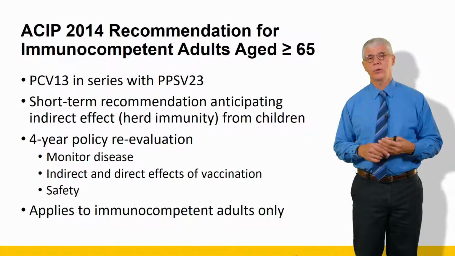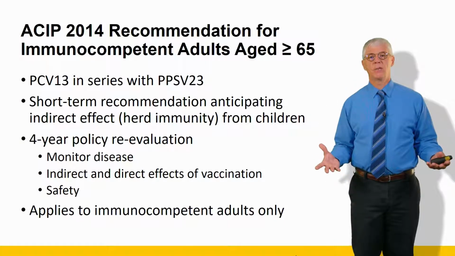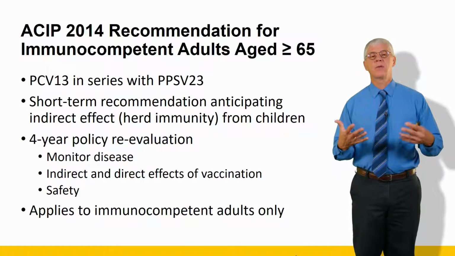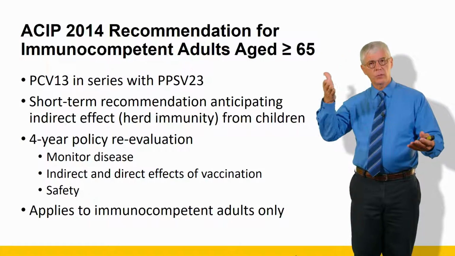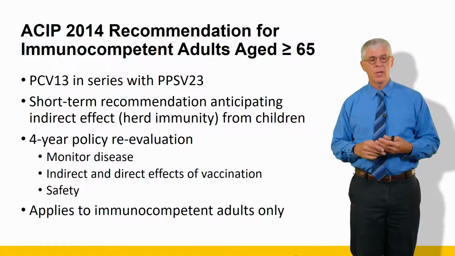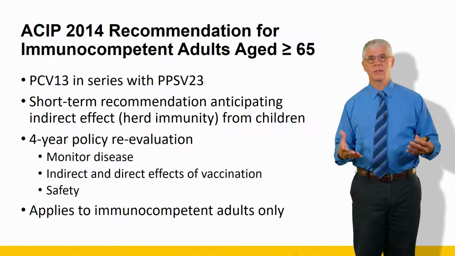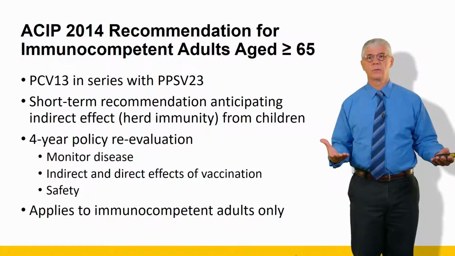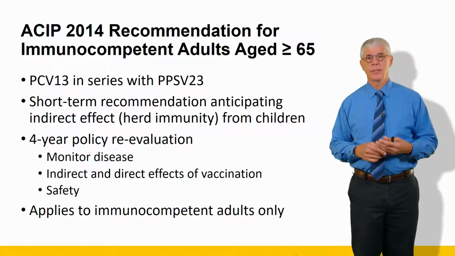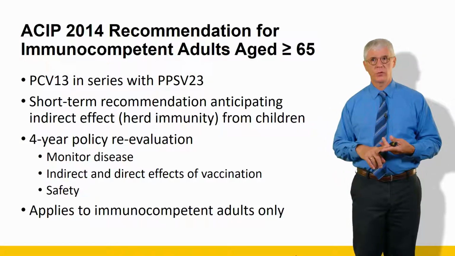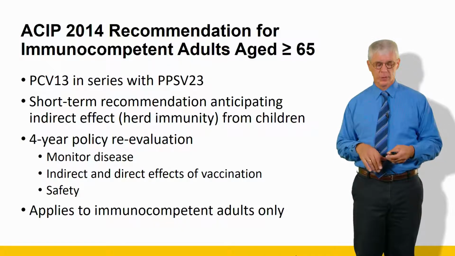herd immunity. Now, herd immunity is what we get when a whole population is being vaccinated. So how does that affect the non-vaccinated people? These children, as the previous timeline showed, have been getting some kind of pneumonia vaccine since 2000. So what effect did that have on older adults? In this 4-year evaluation, they monitored the disease, both the indirect and direct effects of vaccination, and also the safety.